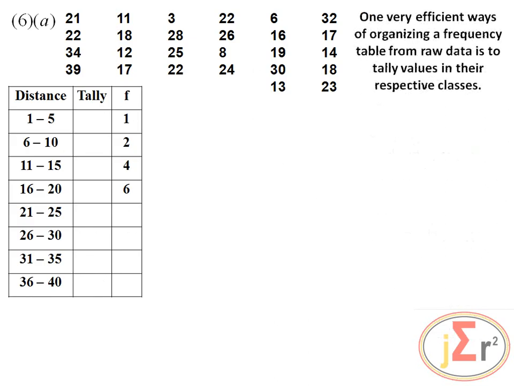Statistics. One very efficient way of organizing a frequency table from raw data is to tally values in their respective classes.